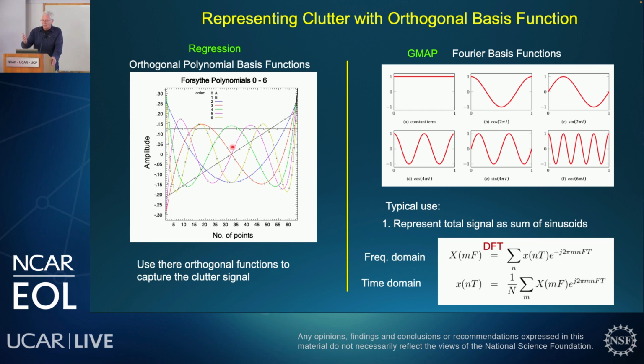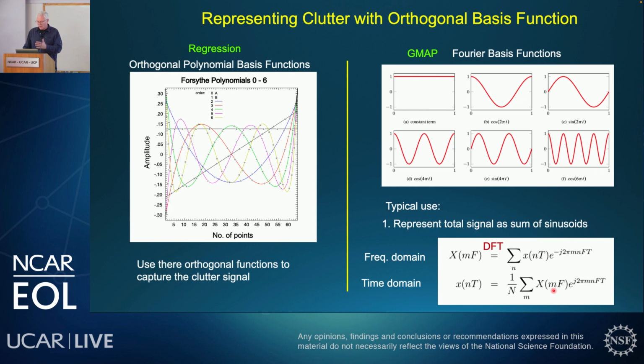In contrast, as used by GMAP with the spectral method, you use the Fourier transform. Very, very typical analytical tool. I'm just showing you a few of the sinusoids that are going to be used as part of the Fourier representation of the signal. So down here is the Fourier transform pair. You use the DFT, the discrete Fourier transform, or the FFT, the fast Fourier transform. You can represent your time signal as a sum of these sinusoids. Okay, and so that's the difference between the two techniques.